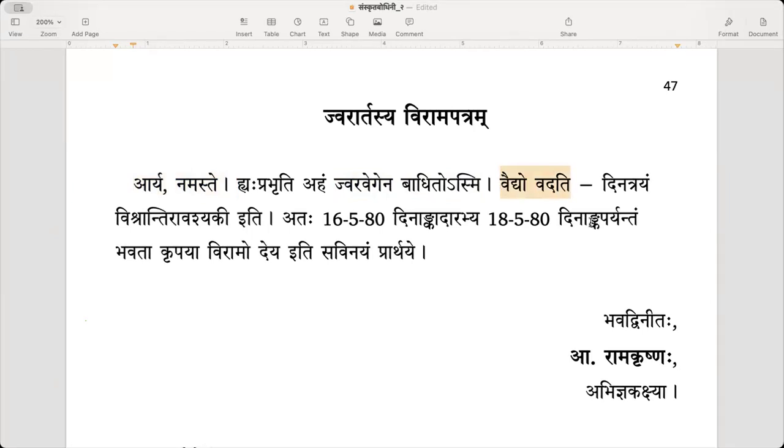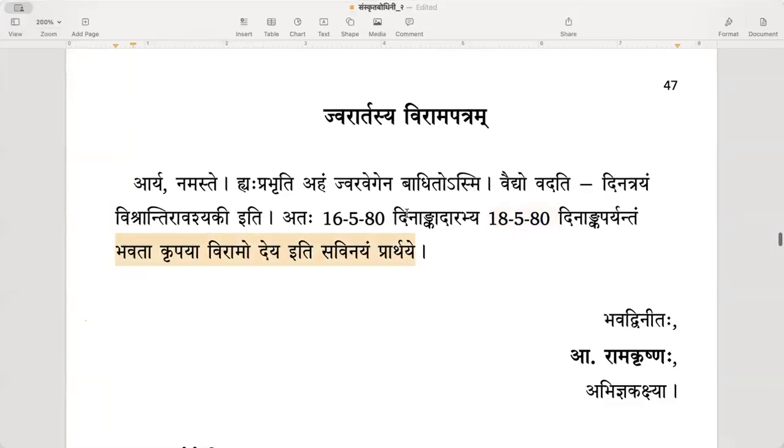So the doctor is saying, dinatrayam vishrantihi avashyaki iti. So a rest of 3 days is necessary. Ataha, hence, from the date of yesterday to the date three days later, bhavata kripaya viramaha deyaha iti sa vinayam prarthaye. Instead of sa prashrayam abhyarthaye, he says sa vinayam prarthaye. In this, I request you kindly.